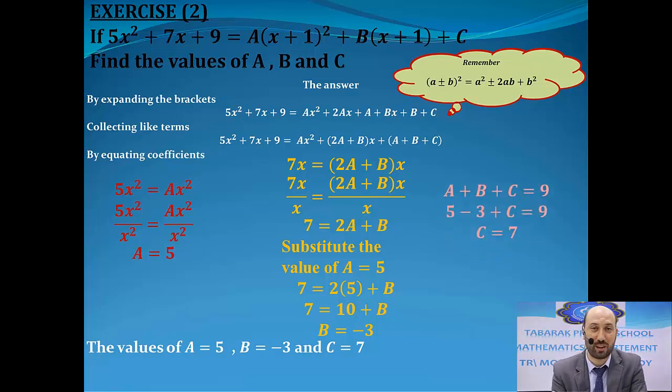And for the third term here, it will be a plus b plus c equals 9. So we just found a and b. We are going to substitute them. It becomes 5 minus 3 plus c. 5 minus 3 equals 2. If we move it to the other side, it will be 9 minus 2 equals 7. So the values of a, b, and c are 5, negative 3, and 7 respectively.